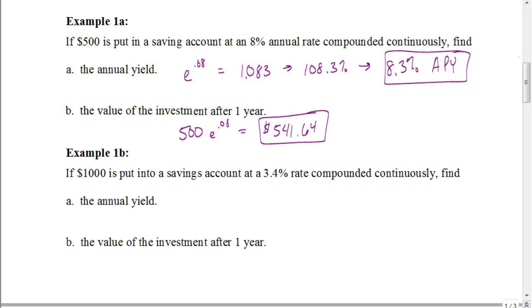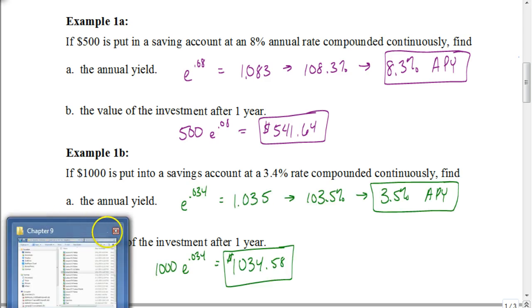Now let's look at this next example. I want you guys to try this one on your own. First off, figure out what the annual yield would be if it was at a rate of 3.4% compounding continuously. And then figure out if you were to invest $1,000 compounded continuously, what would that amount be after 1 year? So why don't you pause the video and hit play when you're ready to check to see if you have the correct answer.